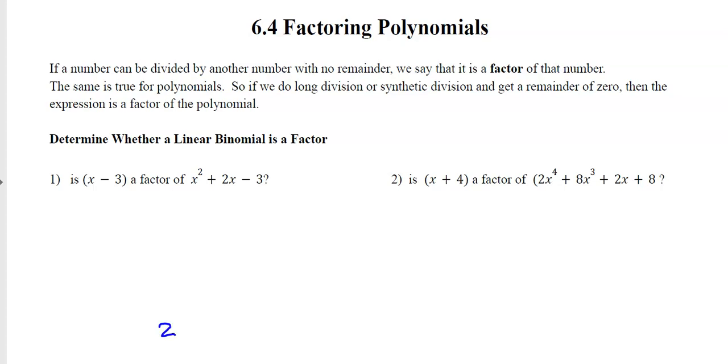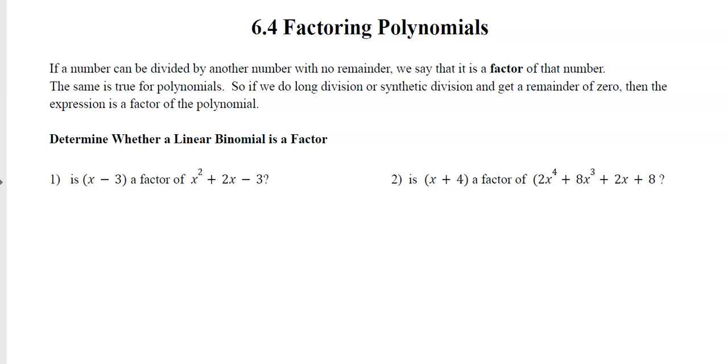All right, 6.4, factoring polynomials. Some of this is going to be similar to quadratics, but a lot of it's going to be new. So factoring is pretty common. You're probably going to use it more often than synthetic division, to be honest. So you want to be really good at this.